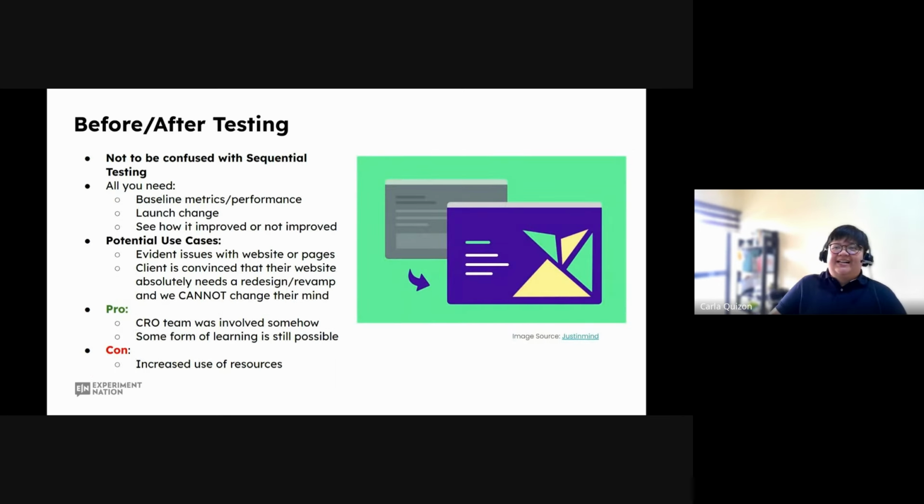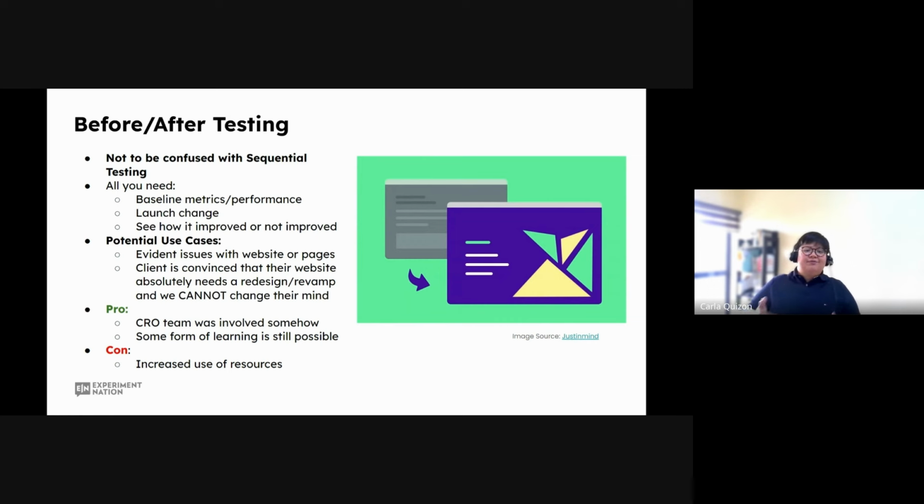The next idea is before and after testing, which is not to be confused with sequential testing. Honestly, considering this as a test method is kind of a stretch for me. But I do this approach when I'm pushed to a wall and there are very evident issues on the website or the page targeted that can only be addressed by shipping an edit to the live site immediately. Think of how low-hanging fruits work. I can consider being pushed to a wall too if a stakeholder is convinced that a redesign or a revamp would solve things, and we can't change their minds.